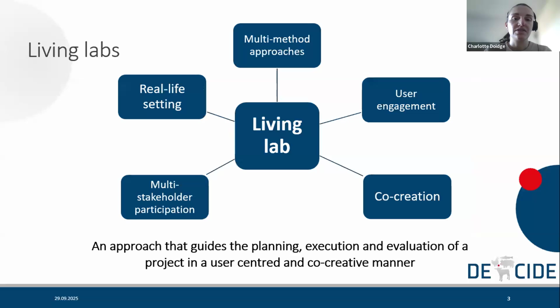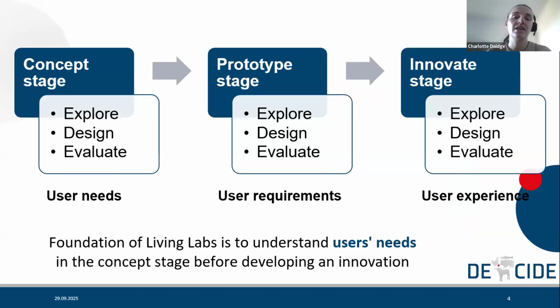Well, there is no specific definition of what one is, but all living labs should contain these 5 aspects. They should have user engagement in a co-creative manner. We have multi-stakeholder participation. We use multi-method approaches. And what's important is that we test out our innovation in a real-life setting. In the DECIDE project, we're using a living lab approach called a format living lab. This type of living lab has 3 different stages, which each have 3 phases. The first stage is a concept stage, and this is where we focus on looking at the user's needs, before any kind of innovation is developed.